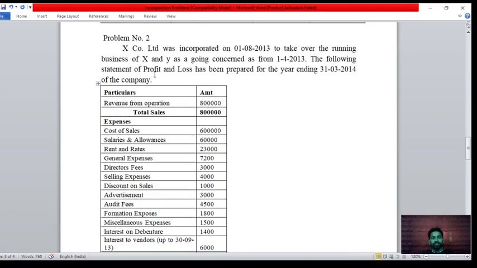Now see what the time ratio will be; you know that, in the last problem we solved it. This X company is incorporated on 1st August. First of all, try to understand what the financial year is. The financial year is 1st April 2013 to 31st March 2014. So in the middle of the year, on 1st August 2013, this X company was incorporated and took over the business of X and Y. It means April to August is nothing but the prior period. After that, August to March is the post incorporation period.